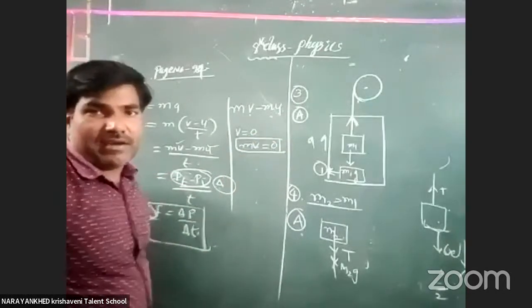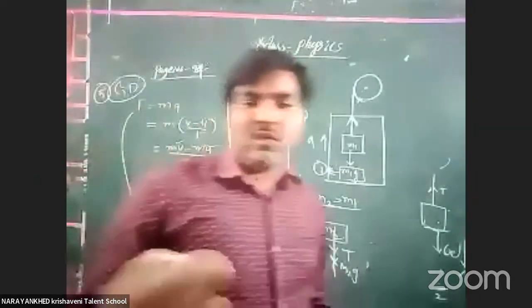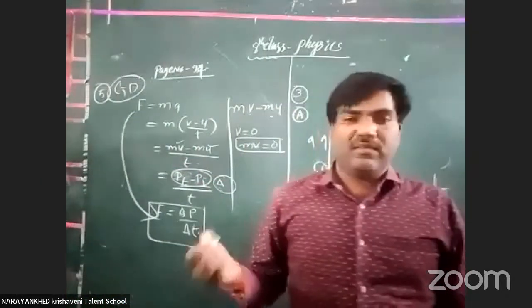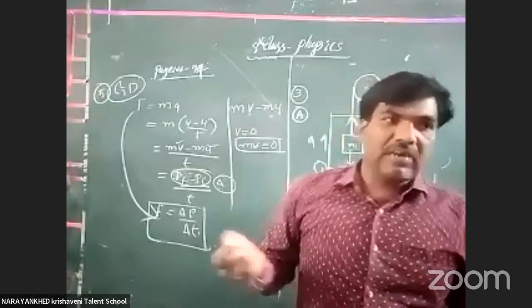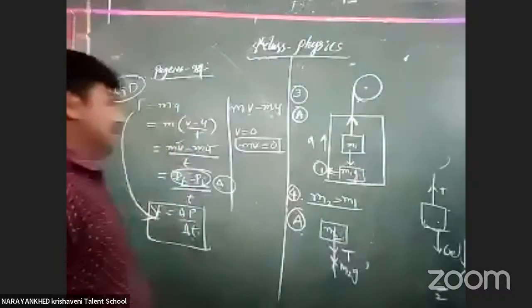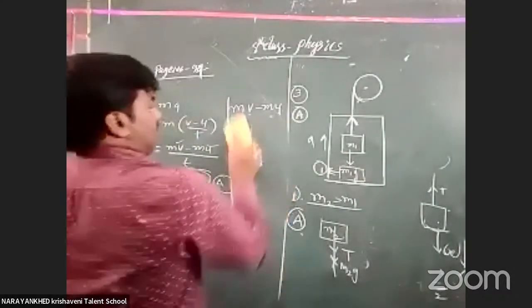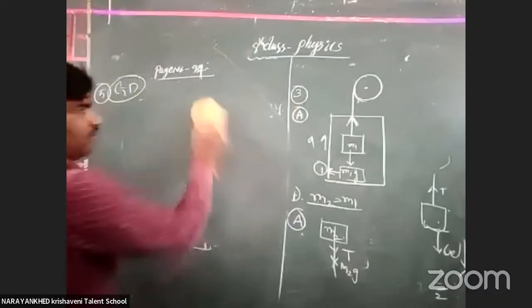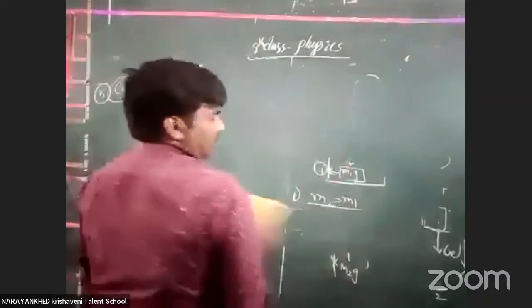Okay, clear or not? In case v is not 0, the momentum is not 0, and the body is in motion. Is it discussed about the motion or not? Yeah, it is discussed about the motion. That is why these two answers are only correct. Got it? Next, seventh question. Sorry, sixth question answer.